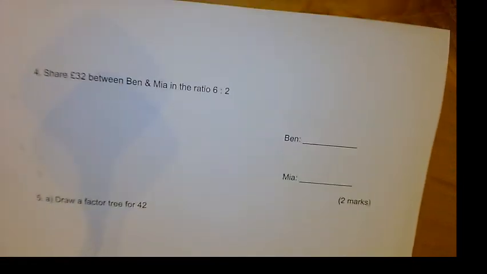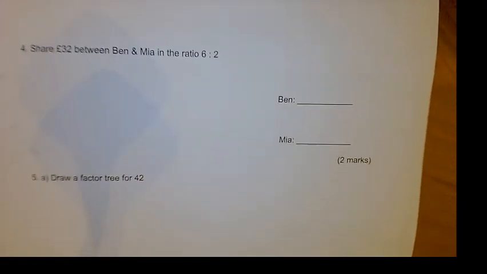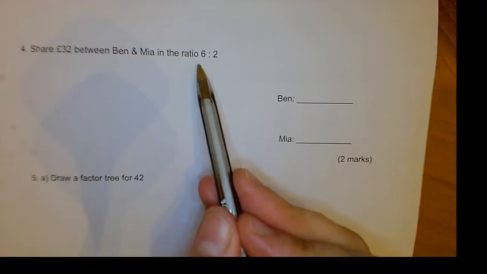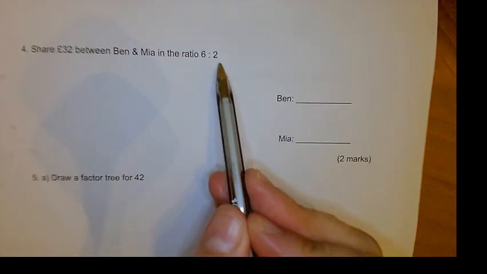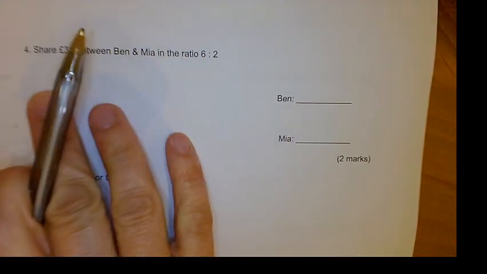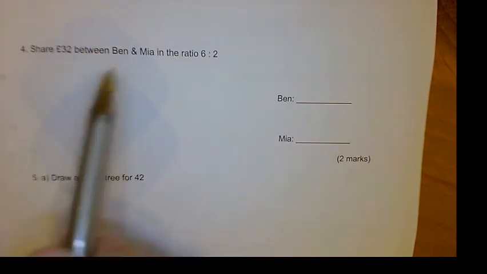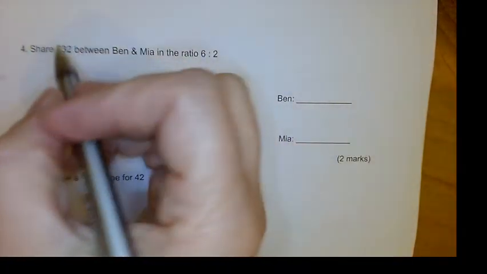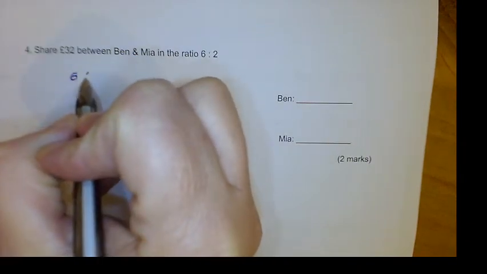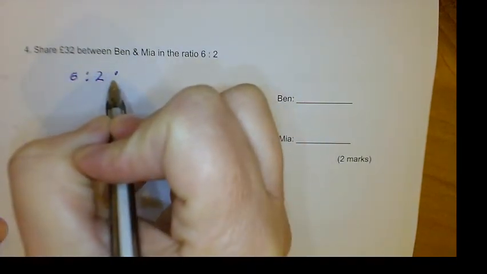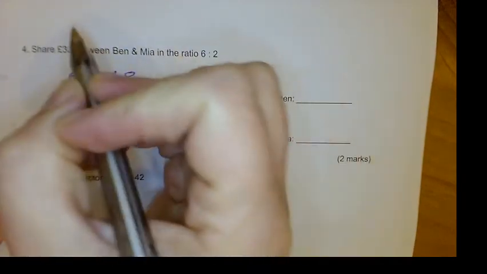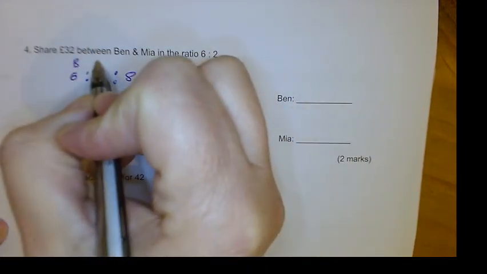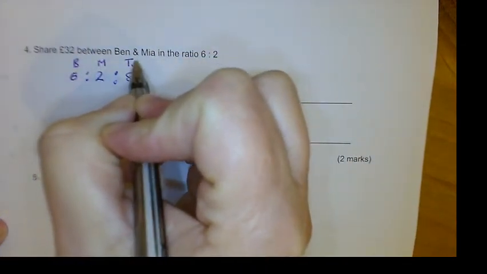Turning over, we need to share £32 between Ben and Mia in the ratio 6:2. Right, now I didn't teach this to you, Miss Saeed did, but I'm going to give you a way of doing it, which I think might have been how Miss Saeed did it. So 6 and 2 gives me a ratio of 8. So this is Ben, this is Mia, and this is the total.